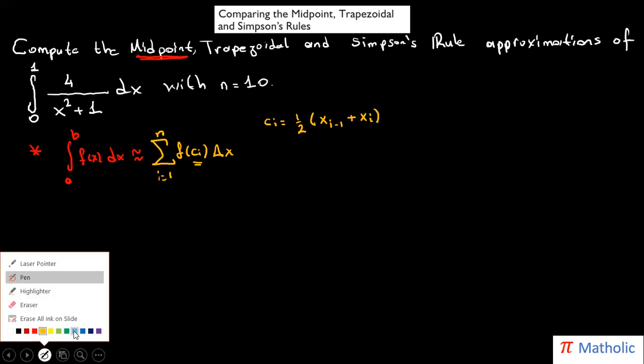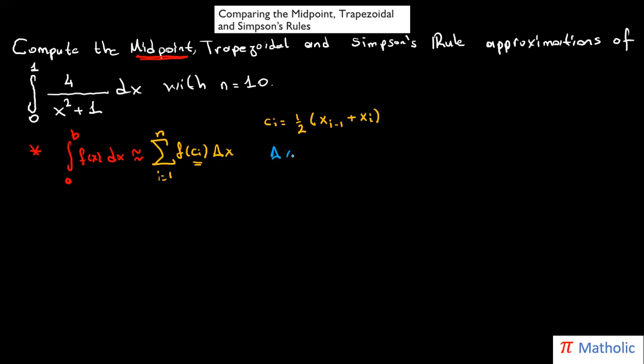So first, let's find delta x. What is delta x here? It is b minus a over n. First, let's mention this is the a and this is the b, right? b minus a over n, which is 10. So 1 over 10.